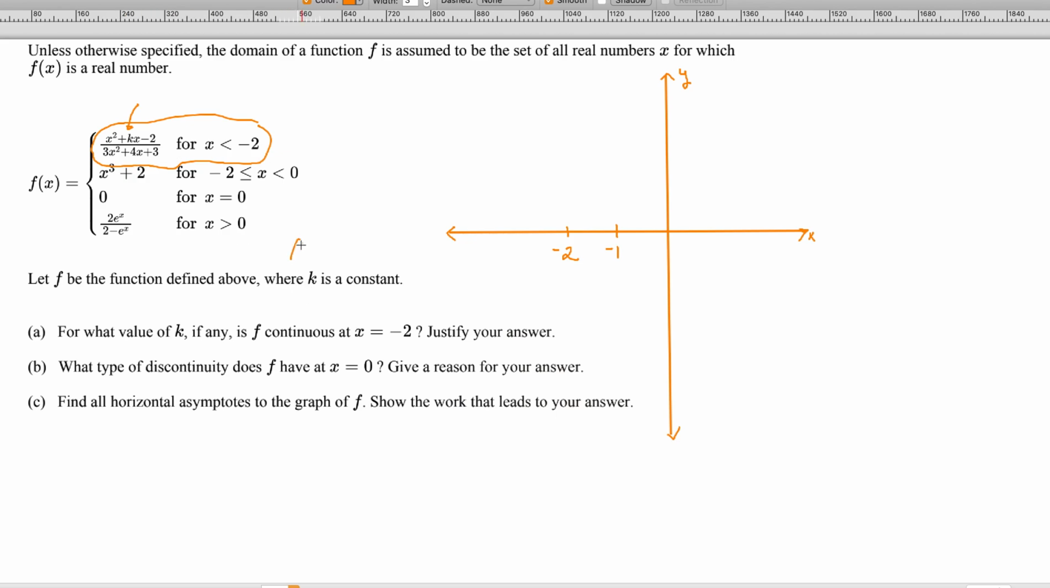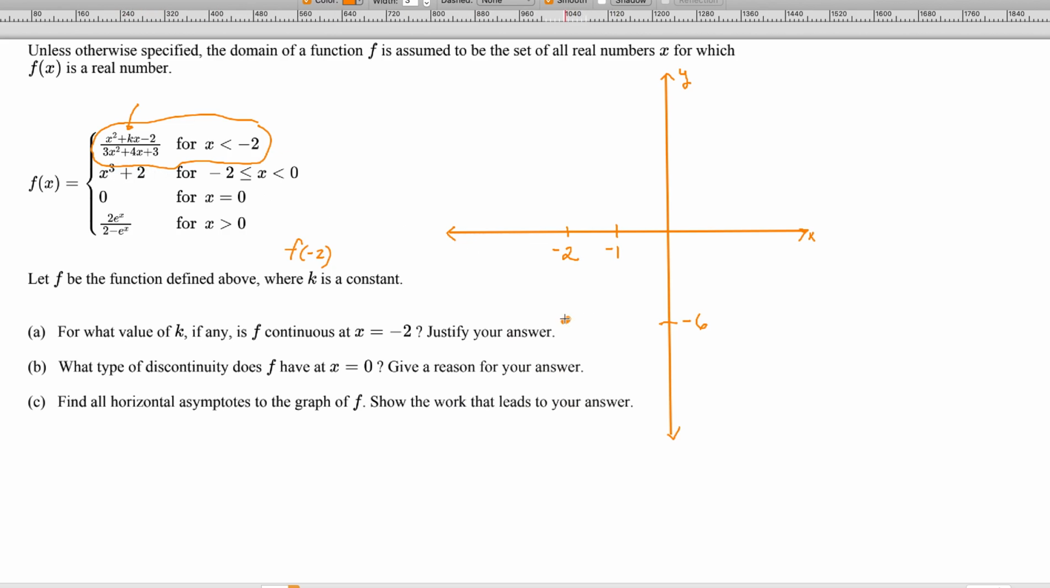First of all, f of -2. You don't have to do this graph, but I find it illustrative. If I plug in -2 into this function, I use this piece. -2 cubed is -8, plus 2 is -6. So that value is a filled-in dot right there. And now I do this function all the way to 0.